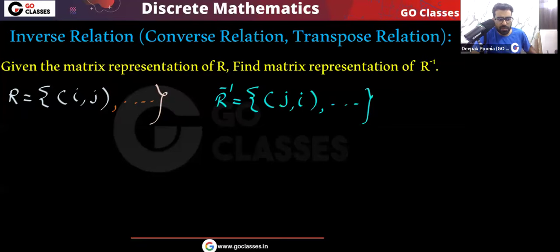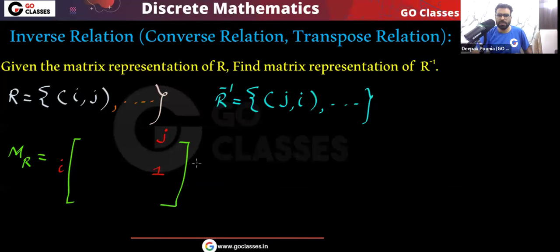So very simple. Now you tell me, if relation R contains ordered pair ij, then in the matrix representation of R, what will happen? In the matrix representation of R, let's assume this is the row I, and this is the column J. Then you can see that here there will be 1, because this ordered pair I comma j belongs to R. So I can say that in the matrix representation, here you can see ij, here there will be 1.